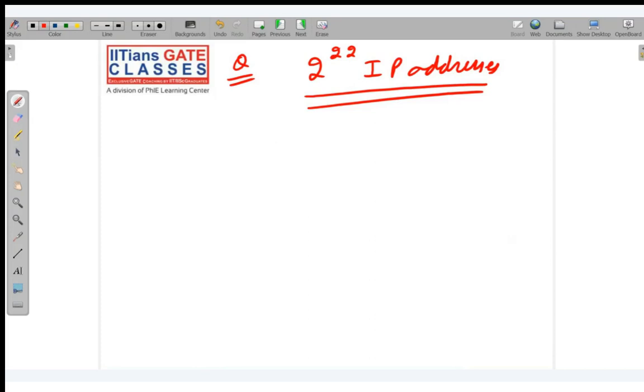Then which class block will be allocated? Also find how many IP addresses will be wasted.